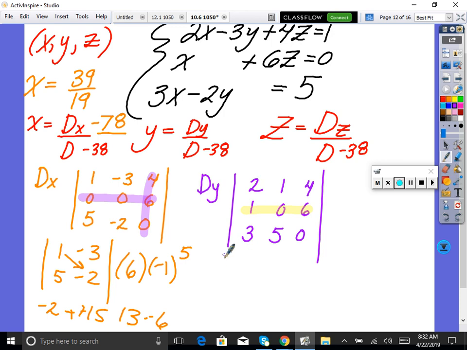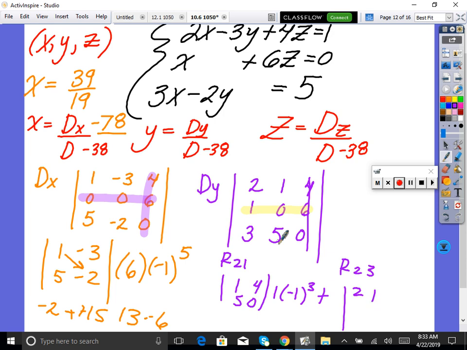crossing out this, that'd be row 2, column 1. So then we would have 1, 4, 5, 0, wouldn't we? Picture yourself crossing out this, 1, 4, 5, 0, and then we're timesing it by 1 times negative 1 to the third, plus, then the next one that matters is the 6, because 0 won't. So then that's row 2, column 3. So picture yourself crossing out that. So that'd be 1, 2, 1, 3, 5. Then times 6 times negative 1 to the fifth.